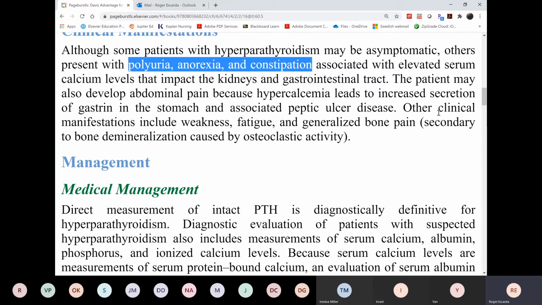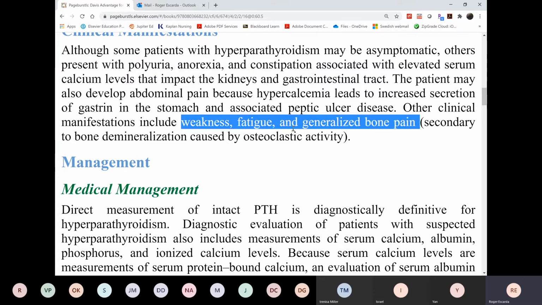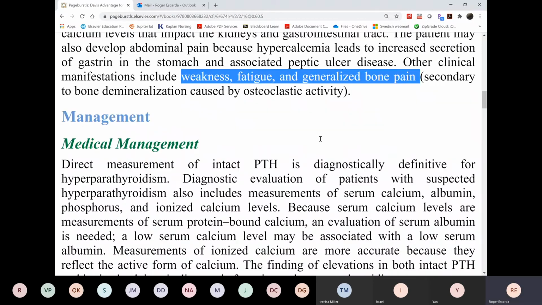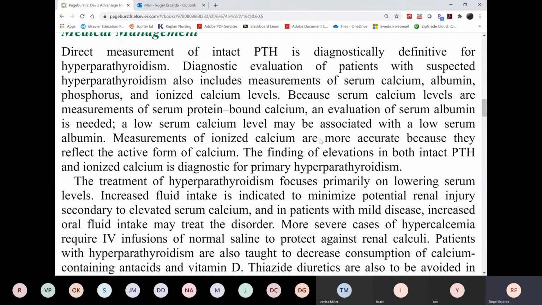The other symptoms are weakness, fatigue, and bone pain. Because again, the hypercalcemia here came from the bone. So our diagnostic test is the same as what we did for hypoparathyroidism. So we draw blood and then look at the results.